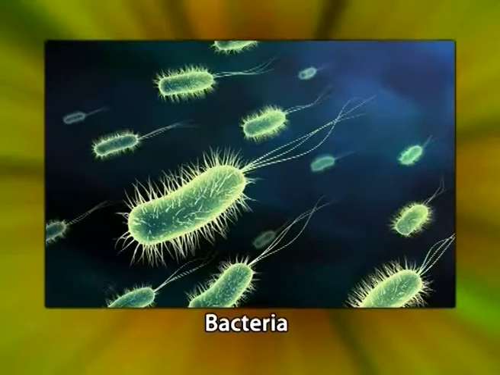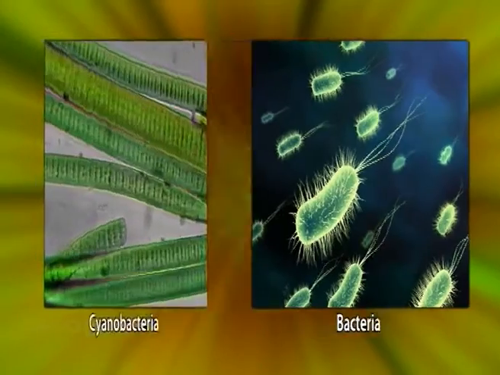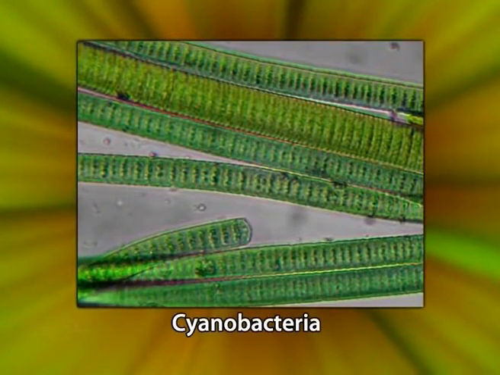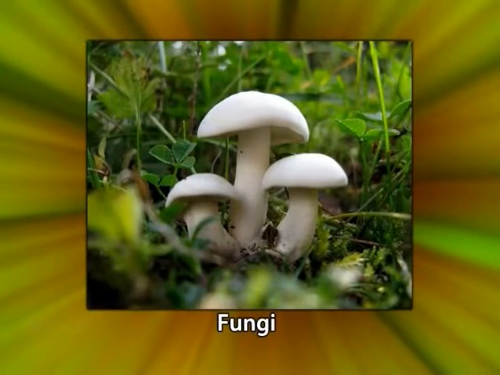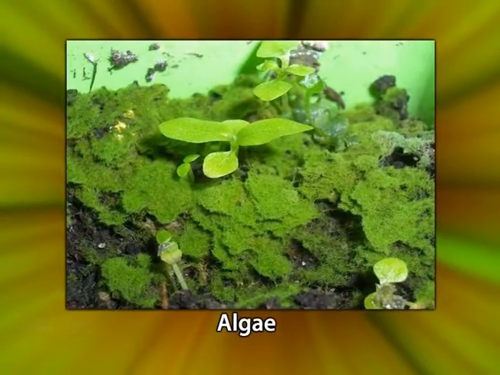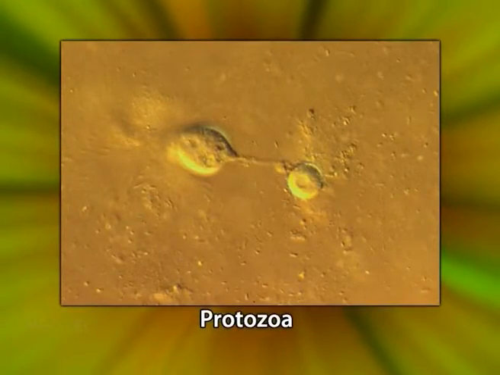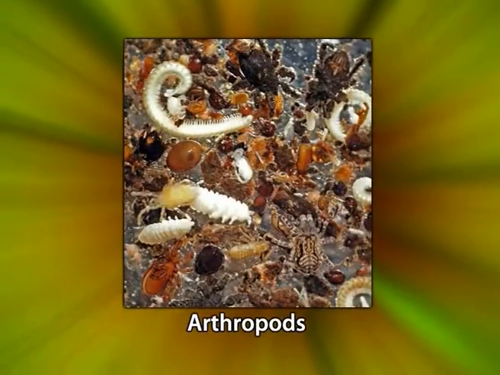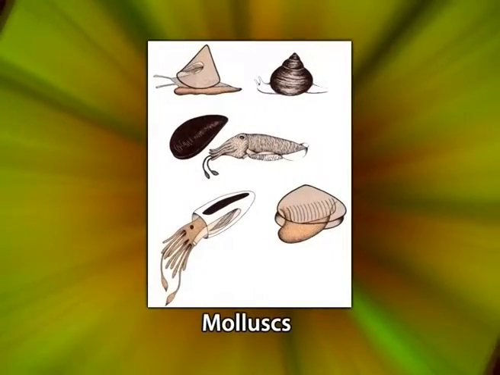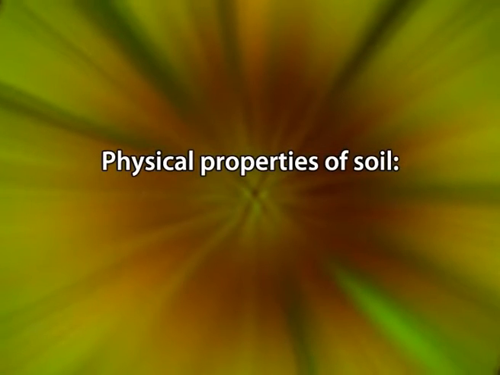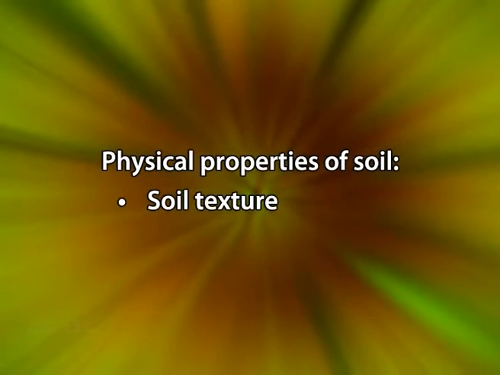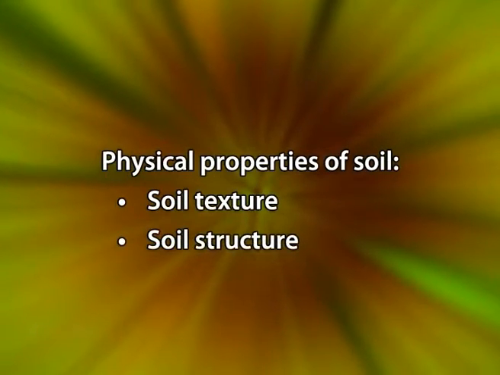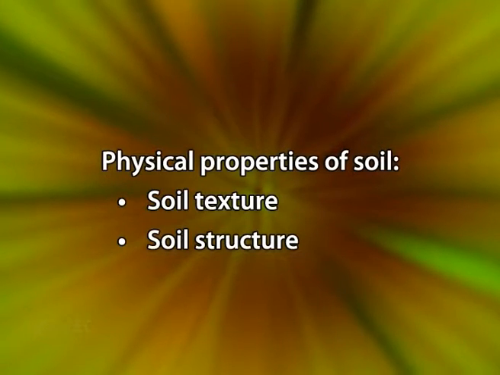These include bacteria, cyanobacteria, fungi, algae, protozoa, rotifers, arthropods, mollusks, and a host of other organisms. Among the physical properties of soil, soil texture and soil structure are of fundamental importance.